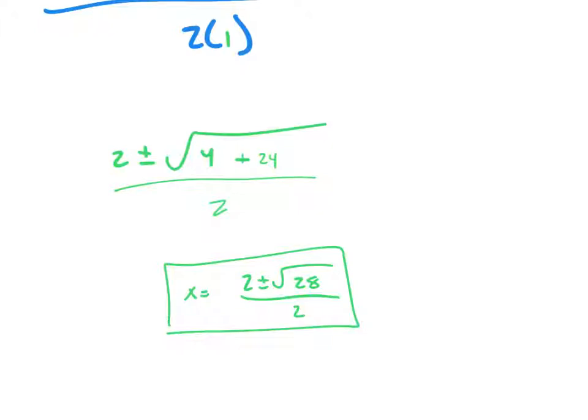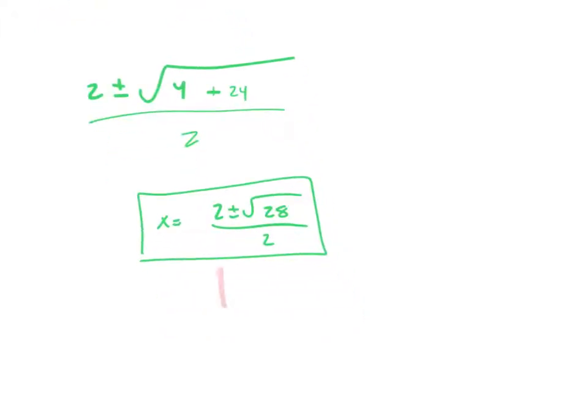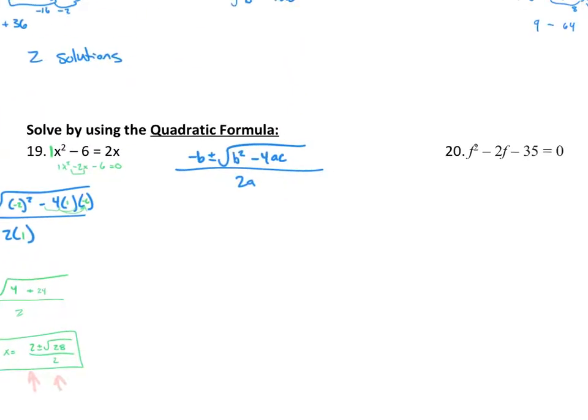Now, I'm not able to do this. Do not try to simplify those 2's, because when you're doing division and you have an addition or subtraction sign in your numerator, you can't just cross off the 2's because that's leaving out the fact that the square root of 28 is also being divided by 2. So that would be our final answer right there.